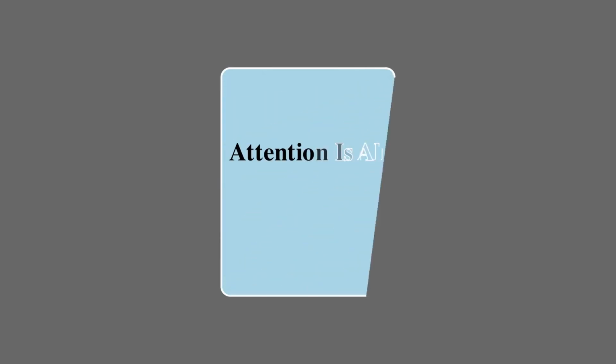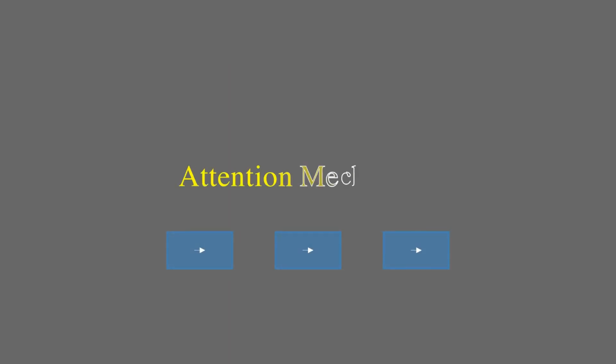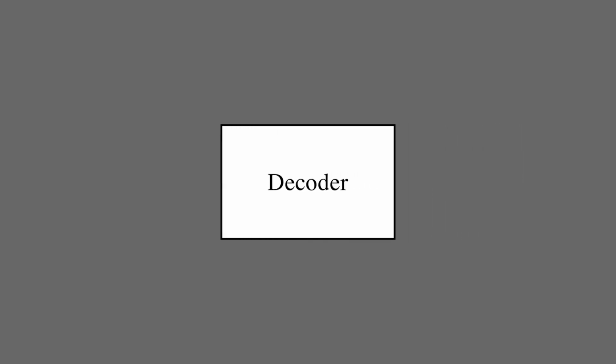The magic really started with a 2017 paper called Attention is All You Need. Transformers understand context much better using a mechanism called attention. GPT models use the decoder part of the original Transformer architecture. Let us break down its components.